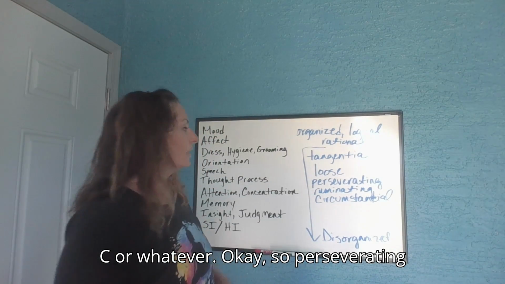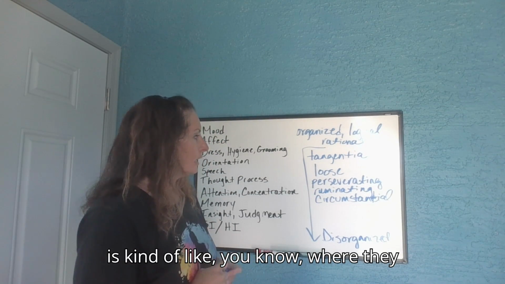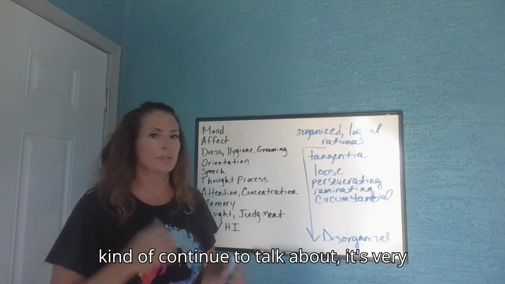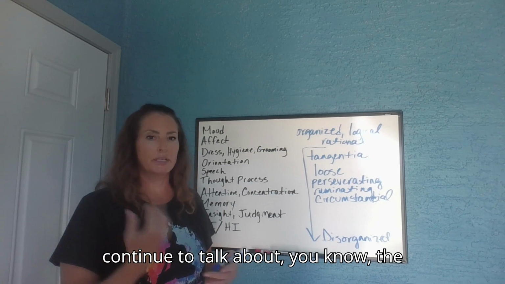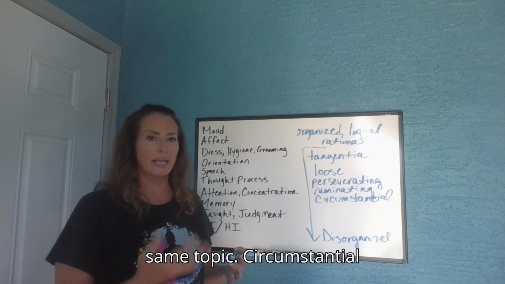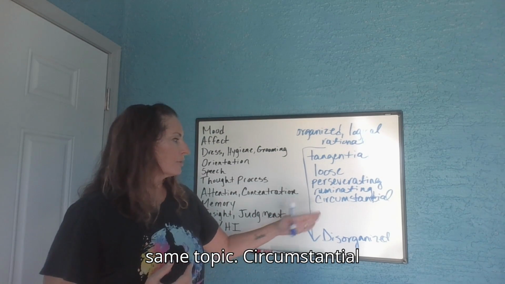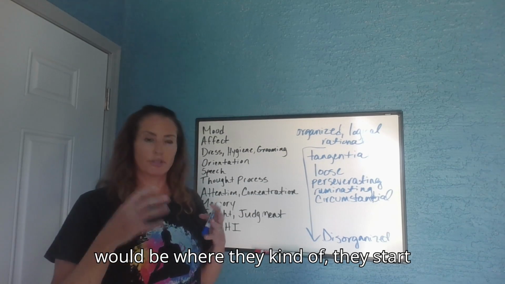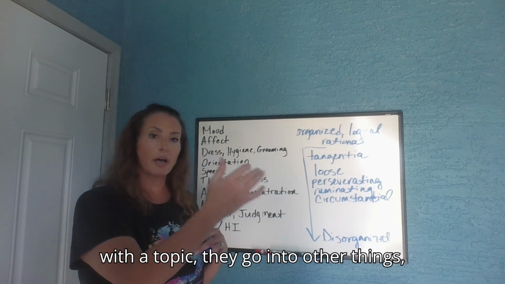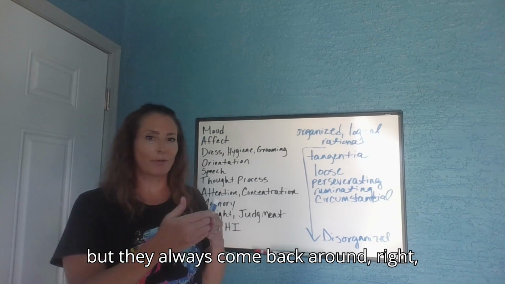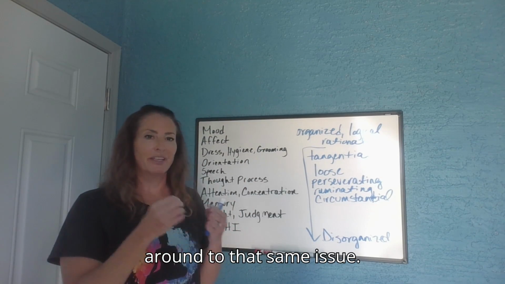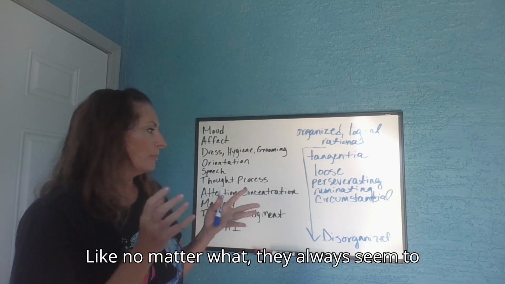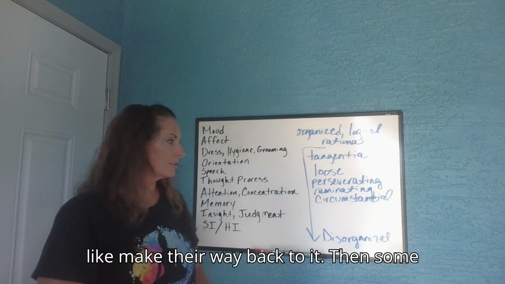Okay, so perseverating is where they continue to talk about, it's very similar to ruminating, where they continue to talk about the same topic. Circumstantial would be where they start with a topic, they go into other things, but they always come back around, right? It's a circle. They always come back around to that same issue. Like no matter what, they always seem to make their way back to it.